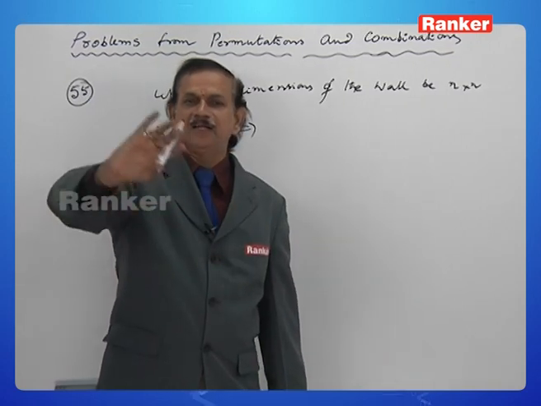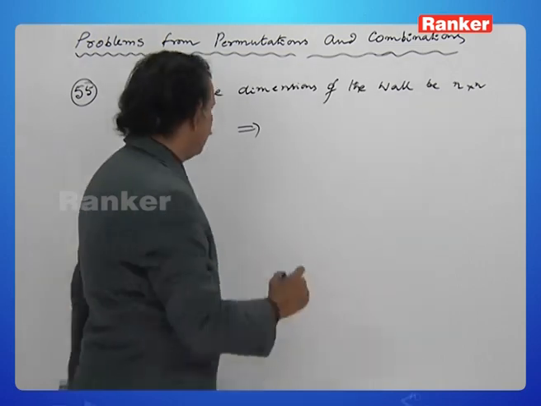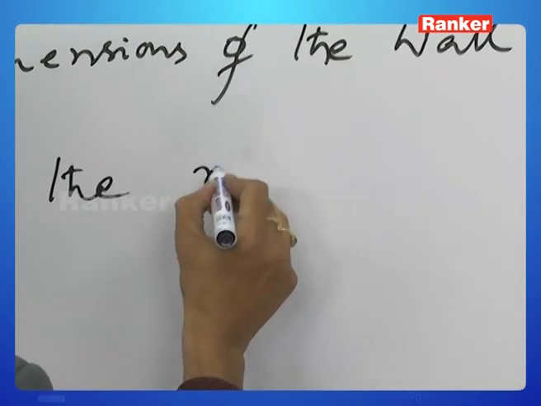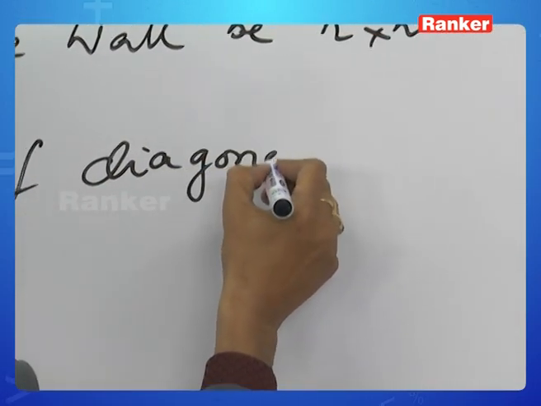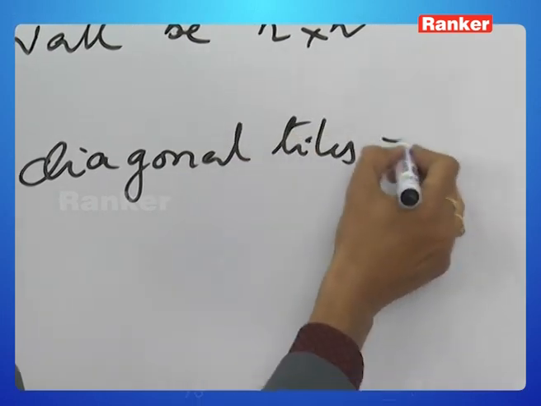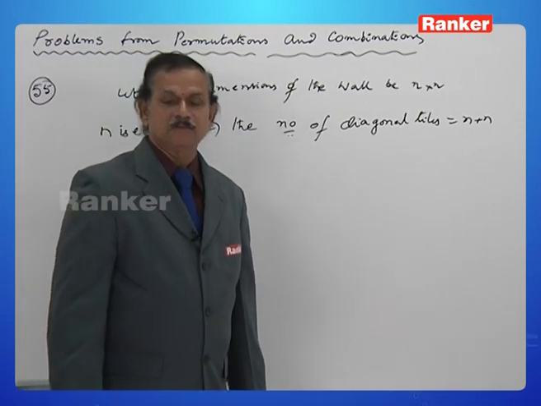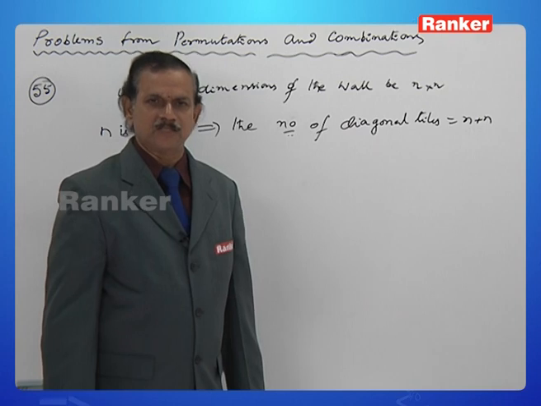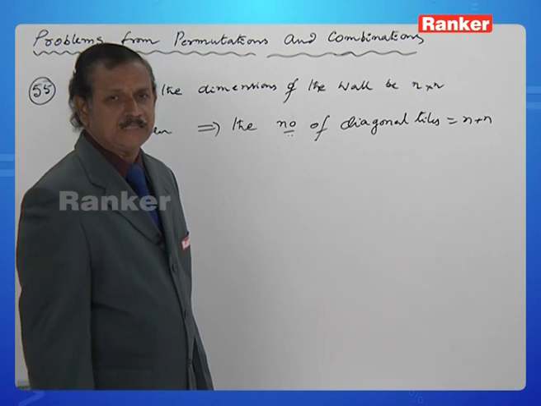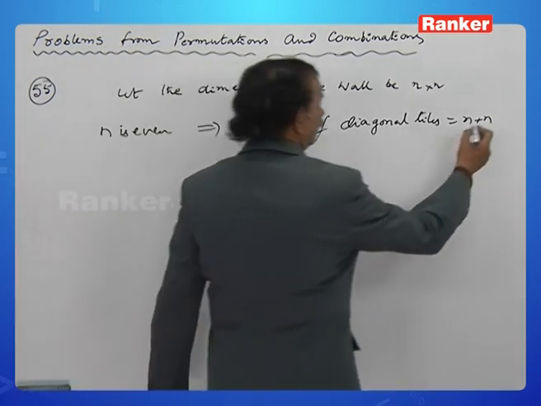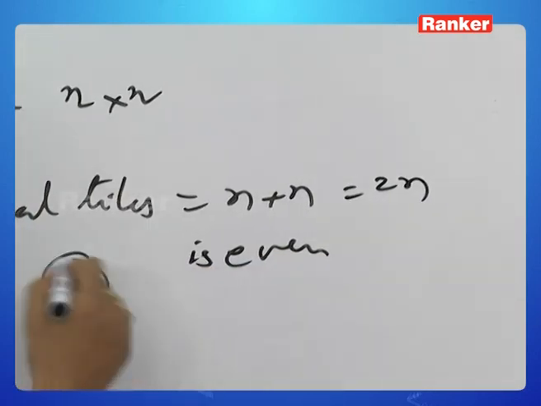The total number of tiles in both the diagonals is n plus n, implies the number of diagonal tiles is equal to n plus n. I mean to say diagonal tiles are those tiles which have been arranged along a diagonal. Along the two diagonals, n plus n tiles will be there, but n plus n is equal to 2n, which is even. But this is not the case.